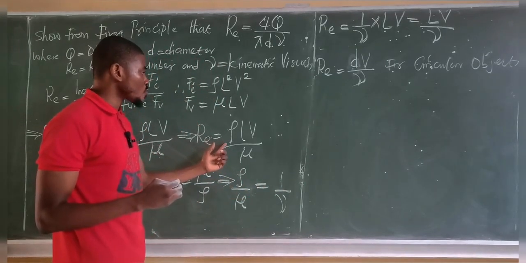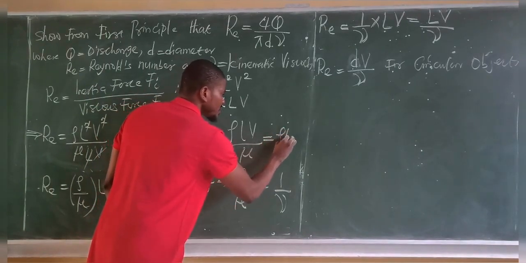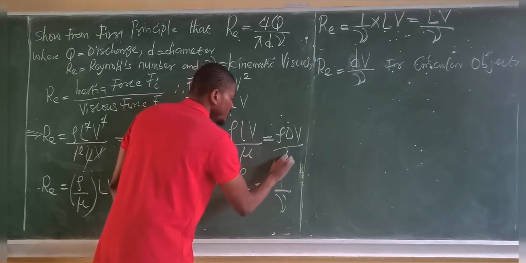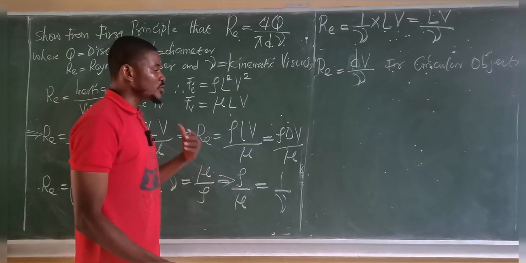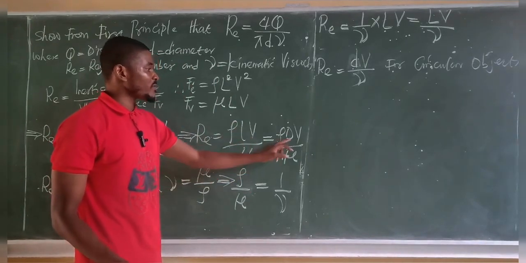This can also be written as rho times d times v. So we can also write this as rho times d times v all over mu. In case the geometry of the object is circular, then we will need the diameter. In place of the length, we can replace it with d.